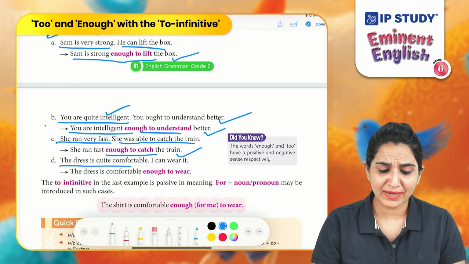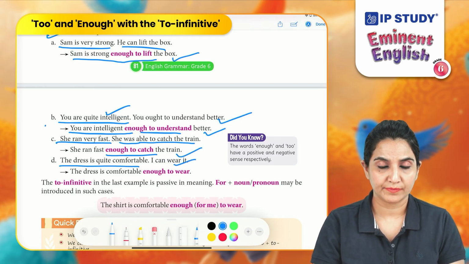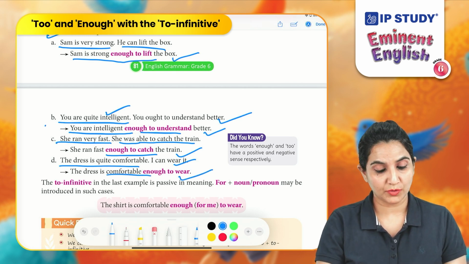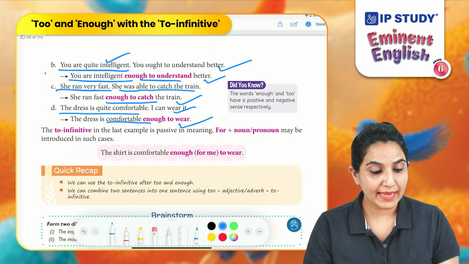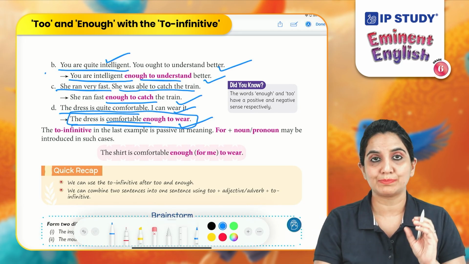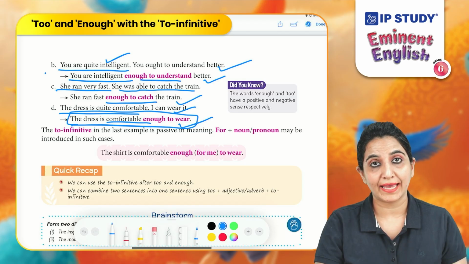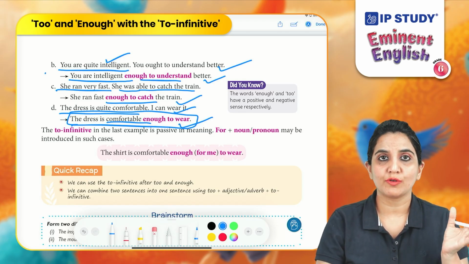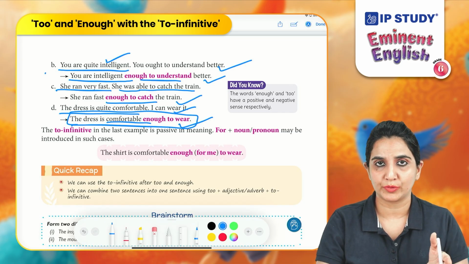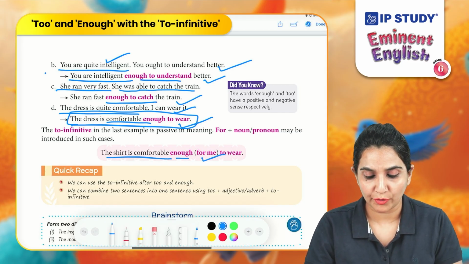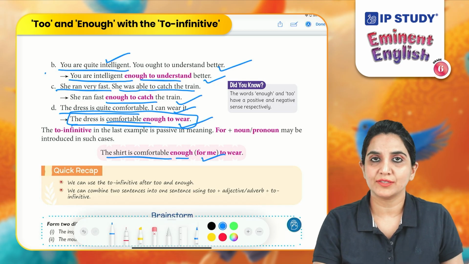The dress is quite comfortable. I can wear it. The dress is comfortable enough to wear. So, the to infinitive in the last example, the dress is comfortable enough to wear, is passive in meaning. So again, when the sentences are passive in meaning, we can use for along with a noun or a pronoun. For example, the shirt is comfortable enough for me to wear or for us to wear.